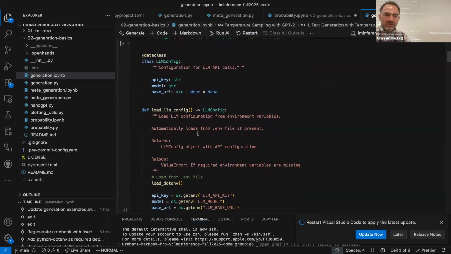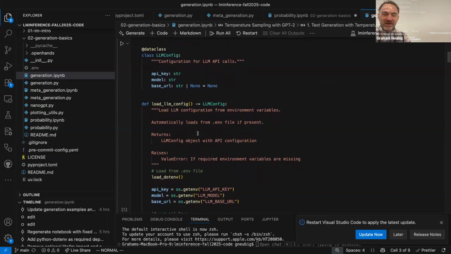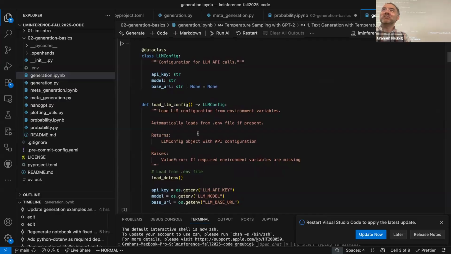One thing I will note is I kind of cheated here, and I'm using an API key. So I'm actually asking Claude to evaluate my results for me, but all the generations are going to be from my model.